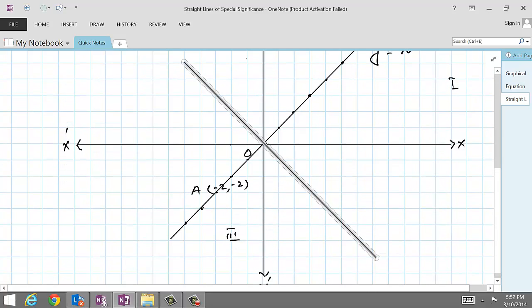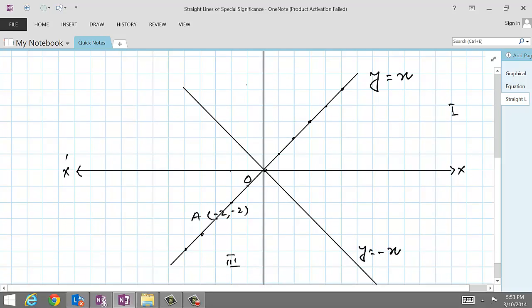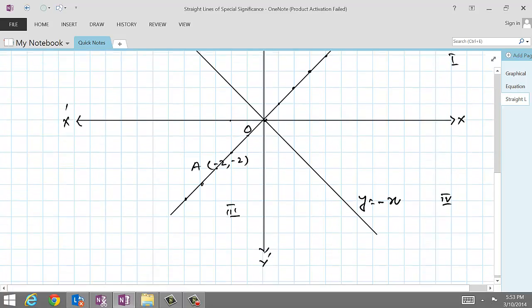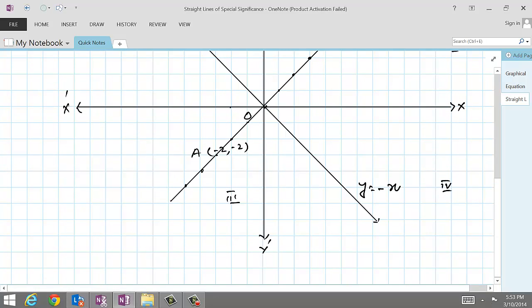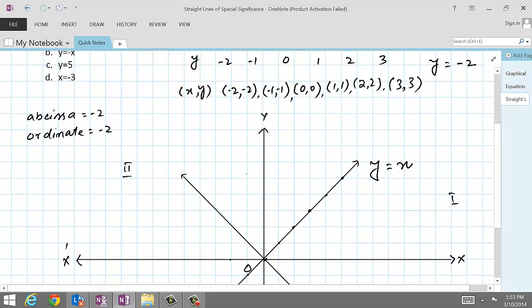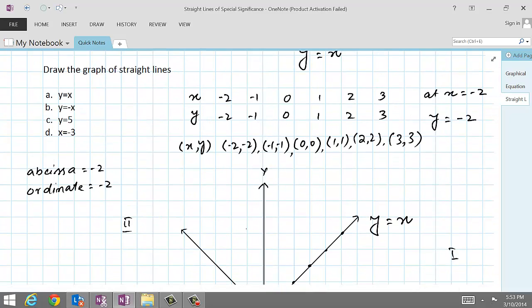So this is the line, and its equation is going to be y is equal to minus x. This is the line that will divide the second and the fourth quadrant. So this is the fourth quadrant. These are lines, they continue to extend on either side. So let's make little arrows there to indicate that these lines continue to move on either side by definition of line. And now the third line is y is equal to 5.